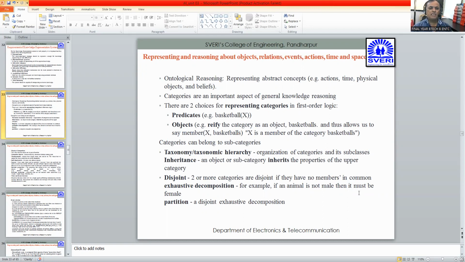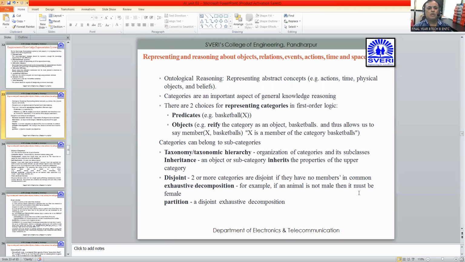Now, when we understand this ontological reasoning, there are some categories that are important as far as the aspects of general knowledge and reasoning are concerned. Mostly there are two types of categories as far as first order logic is concerned. In order to understand first order logic, we are going to see it in the coming points. But let us first see how these two choices go into the categories. When it comes to FOL, which is also called first order logic, we will go into a little more detail in the coming lectures so that you understand it better.